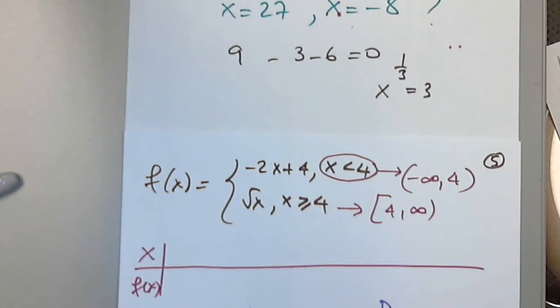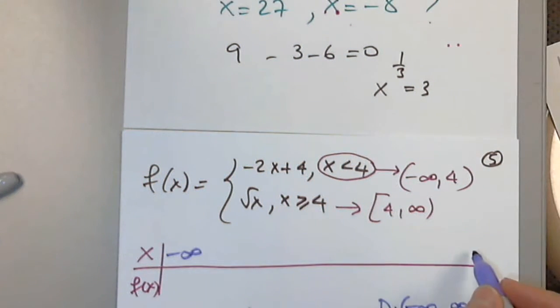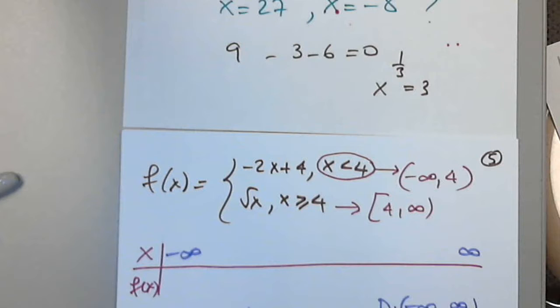So now can anyone give us the domain of this function? I look here and I see from negative infinity to 4. Then I see 4 and I see everything from 4 to infinity. So what do I conclude? What is the domain of this function? Correct? Would you accept that? Yes? Good. Obviously, I have to write negative infinity to infinity in the chart.